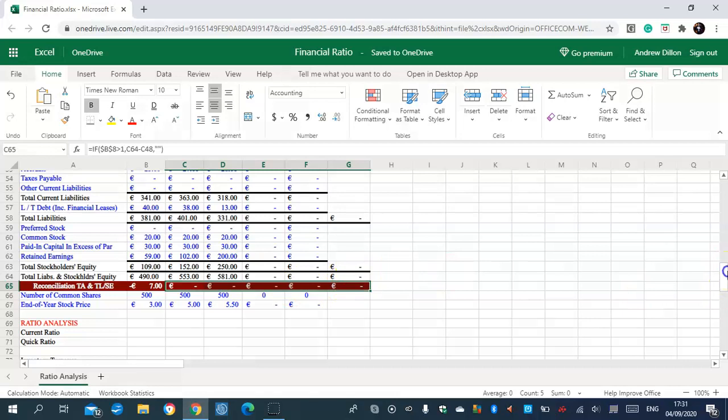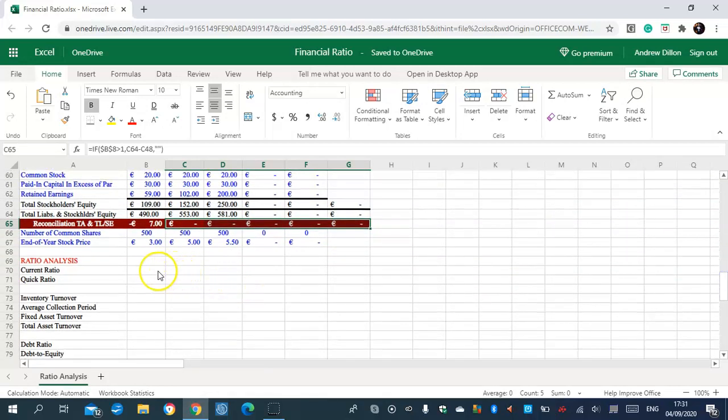That's very good so far. That's the balance sheet now fully completed as it ends with end of year stock price. We are now going to the ratio analysis section where I have to calculate the current ratio and the quick ratio.